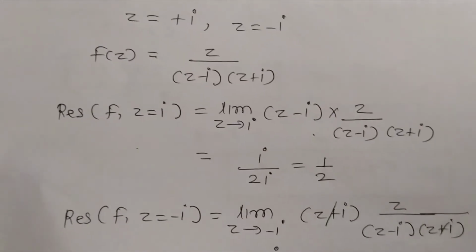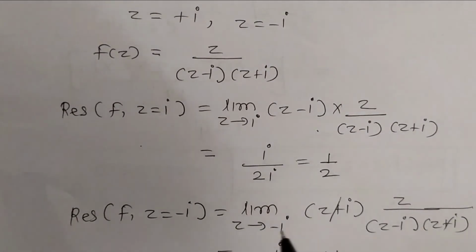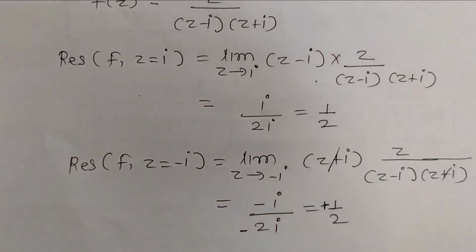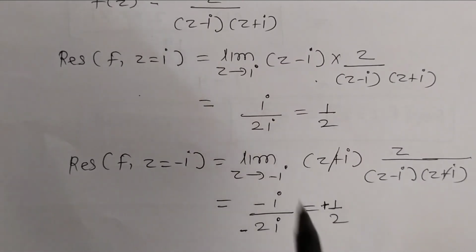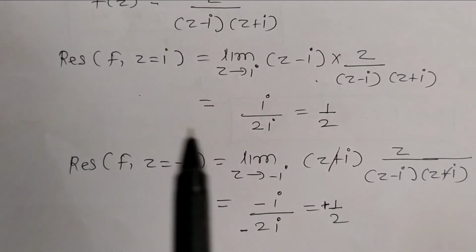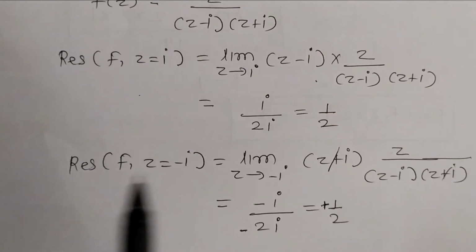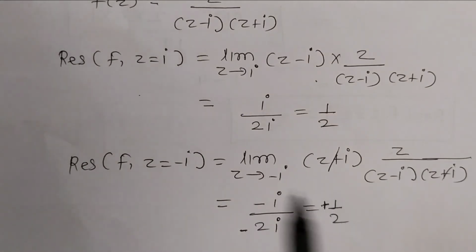And when z = −i, then limit z tends to −i of (z + i) z upon (z − i)(z + i). Here z + i gets cancelled, then −i upon −2i. So here the i gets cancelled and the minus gets cancelled. So here 1 upon 2. When z = i it is 1 by 2, and when z = −i it is 1 by 2. So the residue is 1 by 2 here, in both cases.